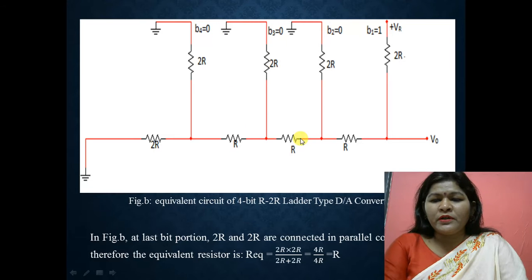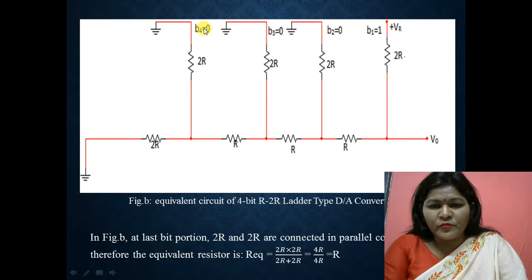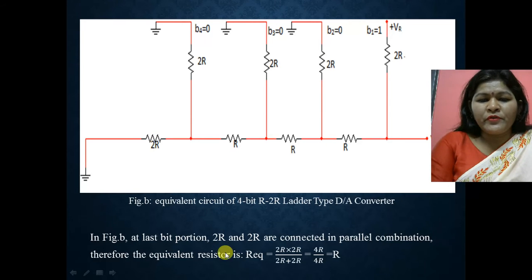In the figure, this is the last portion, the bit B4, and these two resistances 2R and 2R are connected in parallel. So if we find the equivalent resistance of this last bit portion, it becomes equal to R. Why does this become R? Because these are connected in parallel, the equivalent resistance is 2R parallel to 2R, so 2R into 2R upon 2R plus 2R, and this becomes R.